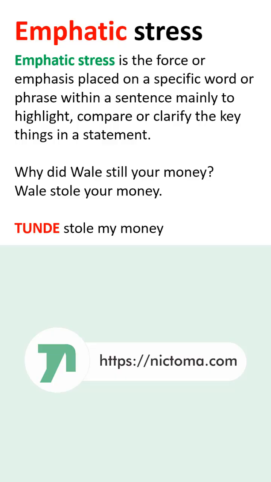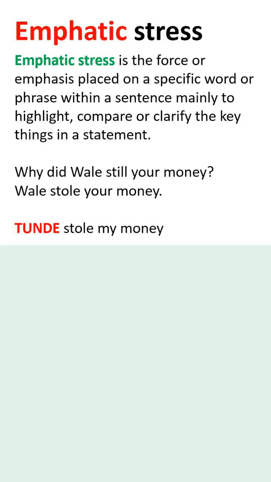Emphatic stress is the force or emphasis placed on a specific word or phrase within a sentence, mainly to highlight, compare, or clarify the key things in a statement. For example, if you ask me, why did Wale steal your money? Or told me, Wale stole your money, when I was sure Tunde was the thief, then I can use an emphatic stress to clarify the thief in the statement.